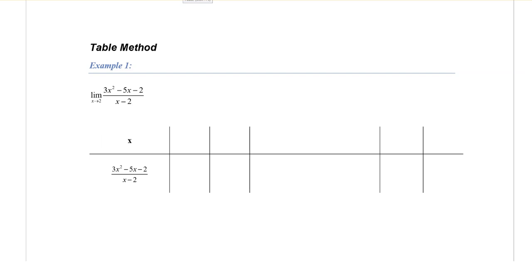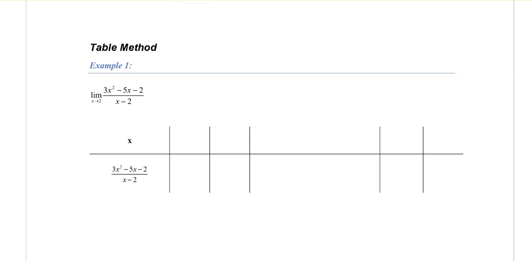Hello everyone, in this video I describe the table method for finding the limits. In the previous video we used the graphical method to find the limits. In order to use the table method, we just choose different values of x near the neighborhood of a given number, and then we see how the value of f(x) changes.